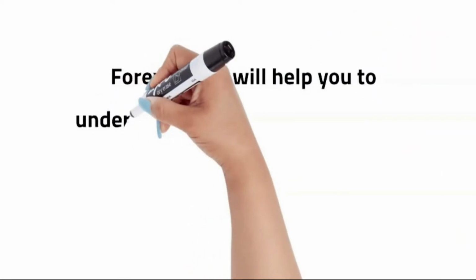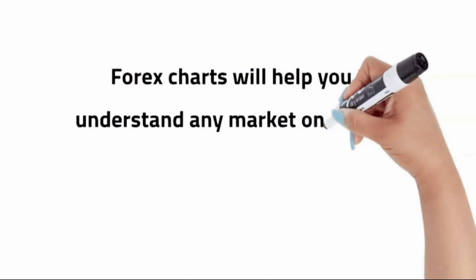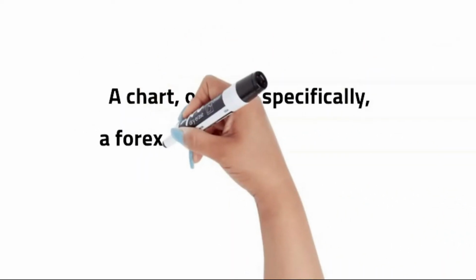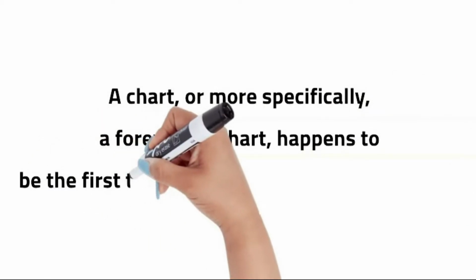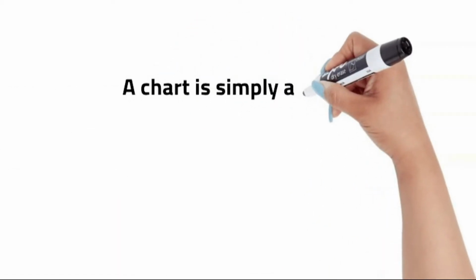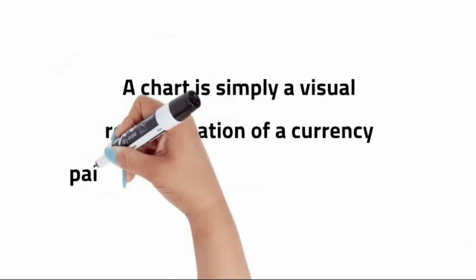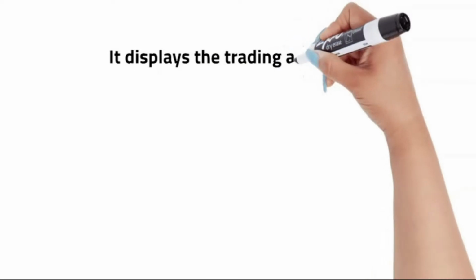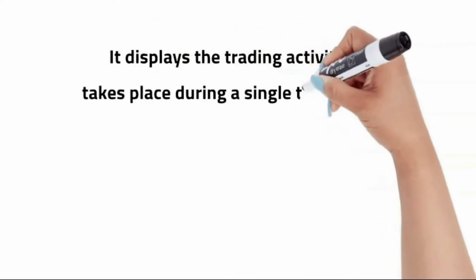In order to understand how the price of a currency pair moves, you need some sort of way to look at its historical and current price behavior. A chart, or more specifically, a forex price chart, happens to be the first tool that every trader needs to learn. A chart is simply a visual representation of a currency pair's price over a set period of time. It displays the trading activity that takes place during a single trading period.